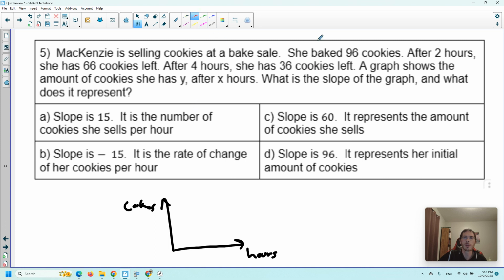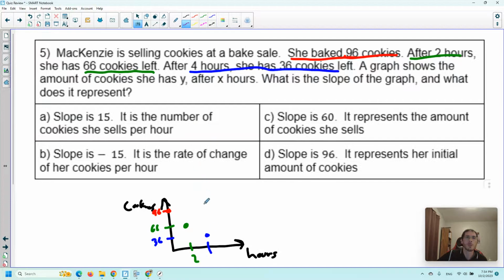So let's see what these points look like here. She baked 96 cookies. That means that's how many she starts with. So we're going to come up here and say that that's 96. After 2 hours, she has 66 cookies left. So we know we're down here at 66 and 2 hours. Put another dot here. We're just making an estimate, so we're just kind of guessing at these things. 4 hours is 36 cookies. So 36 cookies would be down here. 4 hours would be out here.